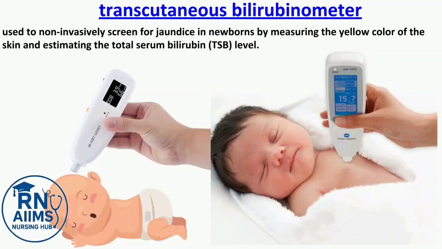Transcutaneous bilirubinometer used to non-invasively screen for jaundice in newborns by measuring the yellow color of the skin and estimating the total serum bilirubin (TSB) level.